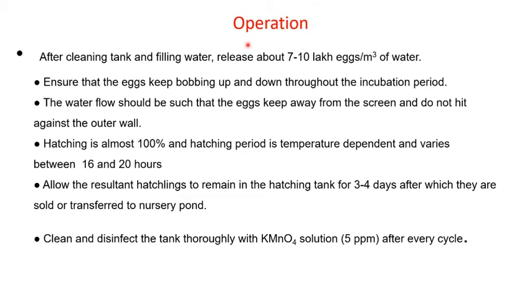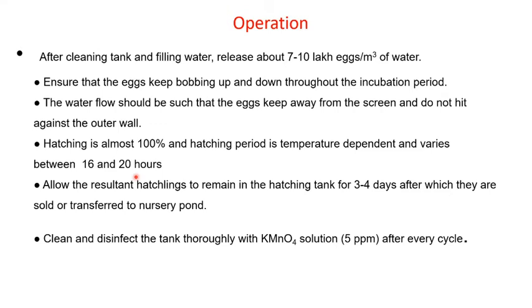Let us learn about the operation of the Chinese circular hatchery. After cleaning the tank and filling water, release about 7 to 10 lakh eggs per cubic meter of water. Ensure that eggs keep bobbing up and down throughout the incubation period. The water flow should be such that the eggs keep away from the screen and do not hit against the outer wall. Hatching is almost 100% and the hatching period is temperature dependent and varies between 6 to 20 hours.